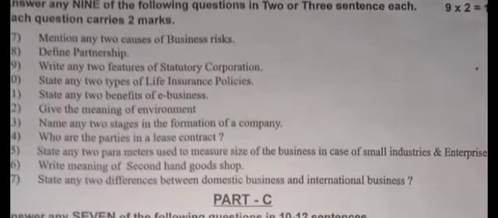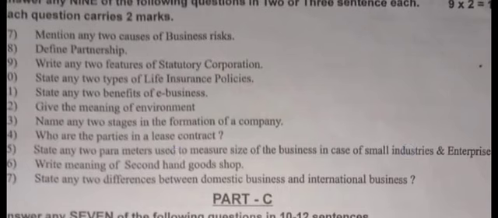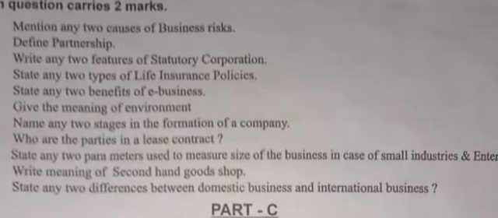Part B. Answer any 9 questions of the following questions. 2 9s are 18. Mention any 2 causes of business risk. Define partnership.